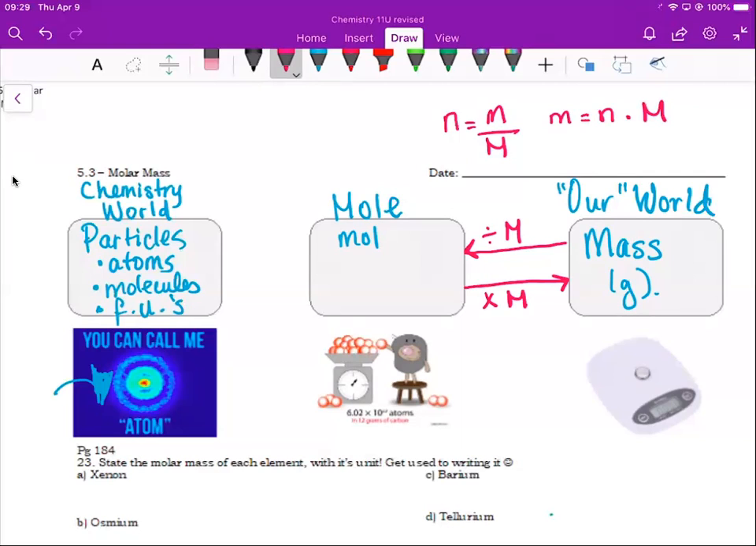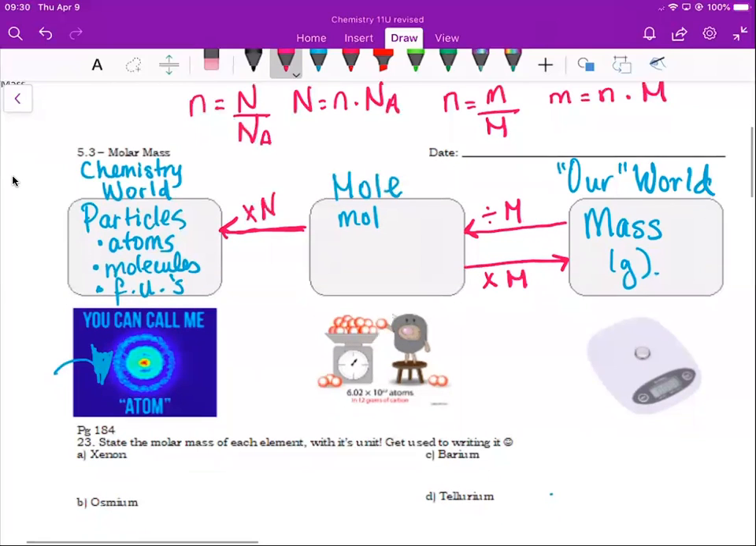Now before, if you had number of moles and you want to calculate how many particles there are, that was the other formula that I gave you. Number of particles divided by Avogadro's constant. So if you have the number of moles and you want to find out how many particles that is, we're using this formula here: number of moles times Avogadro's number. And if I have number of particles and I want to find number of moles, then I'm going to divide by Avogadro's number.